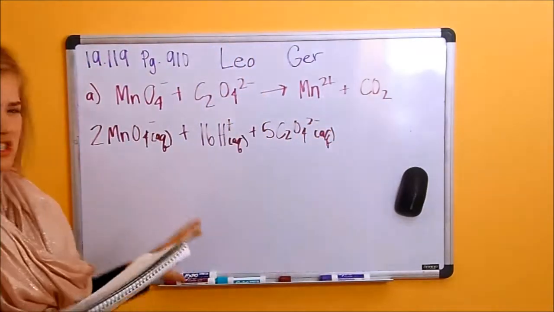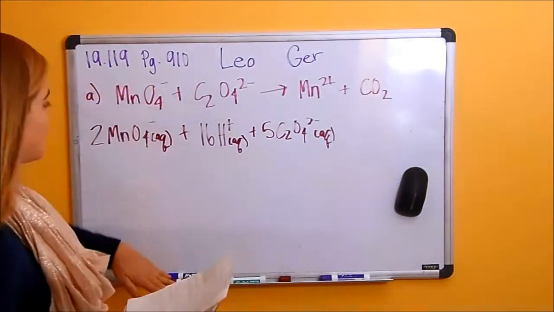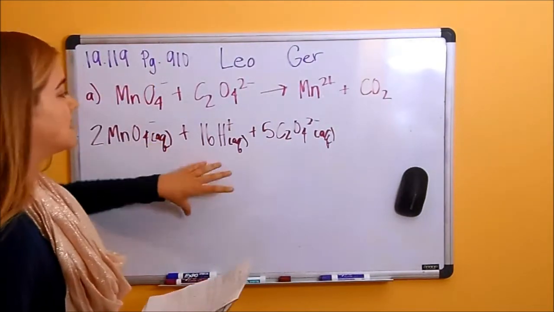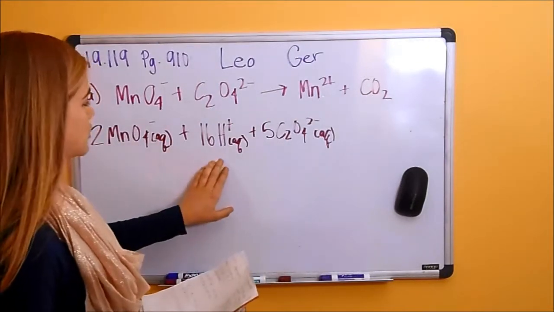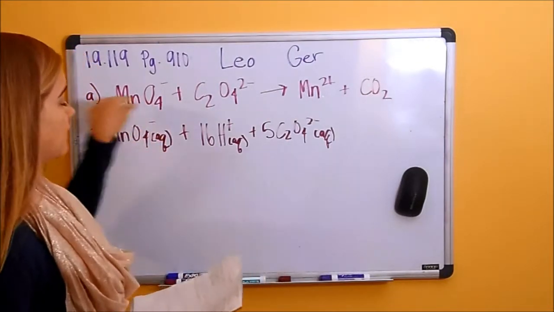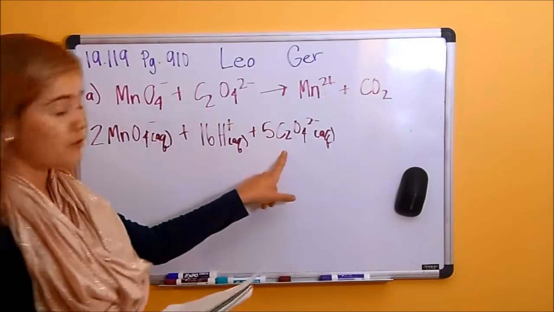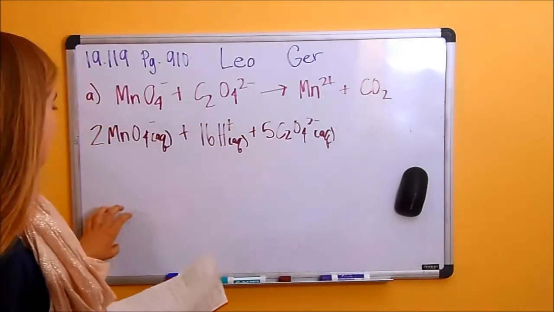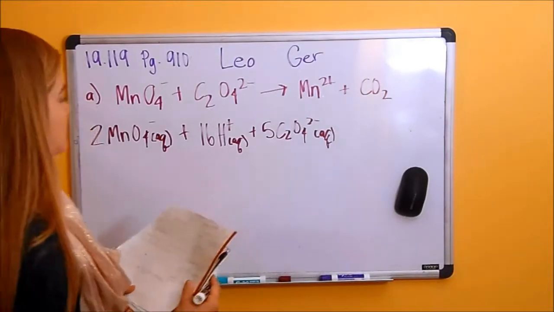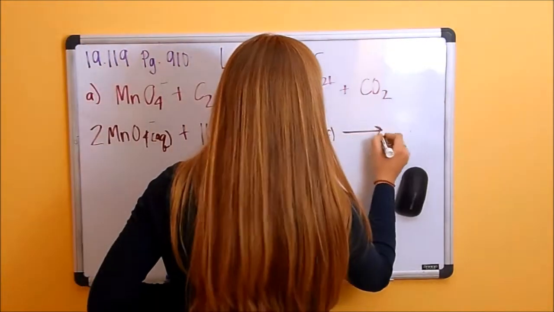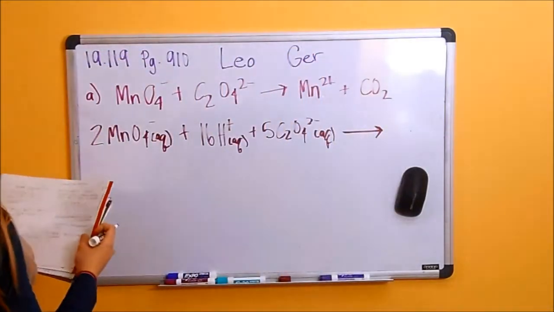And I don't think I really touched on this earlier. What you do is everything that's on the left side, you add together and it stays on the left side. So we had the 2 MnO4 and the 16 H plus. We had those already on the left side of the first equation, and we had the 5 C2O4 2 minus on the second equation on the left side. So we just added all those together into one. We're going to do the same thing for the right side. And I'm going to have to finish this on a second line because there's not enough room.